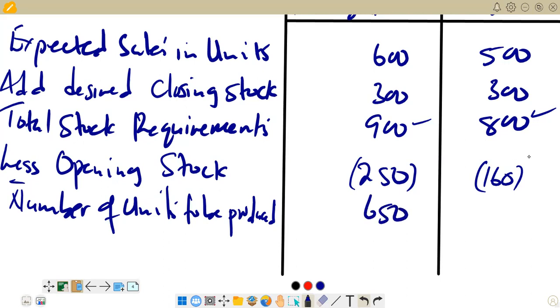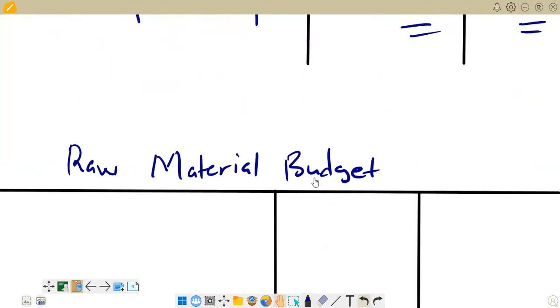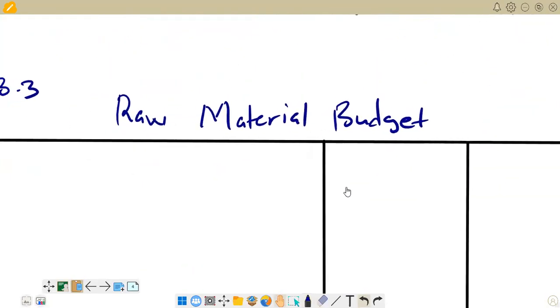We do the same here, 800 minus 160, you get 640. So these are the final figures that we are looking for in the production budget. That is number of units to be produced. Then we can move on to the next budget that we have according to the question, right? According to the question, the next budget is the raw material budget.